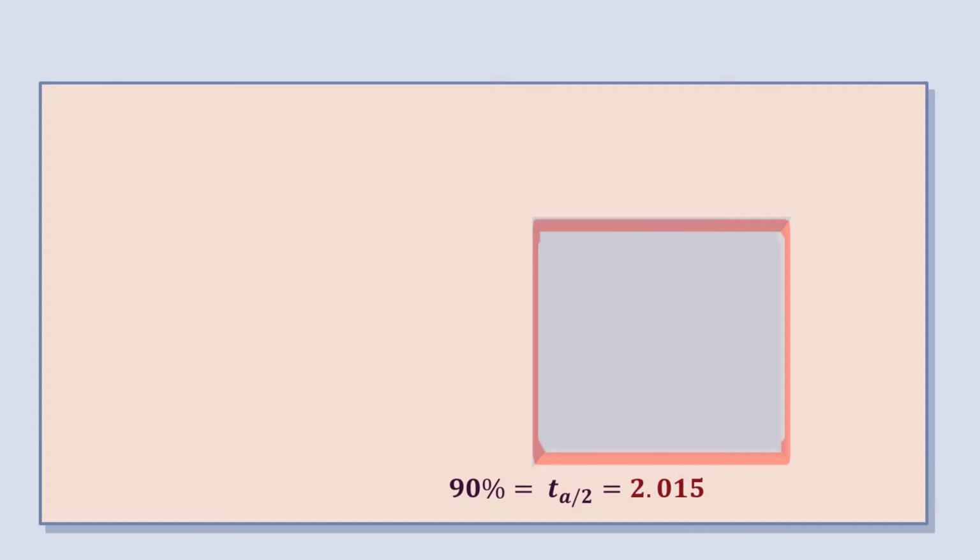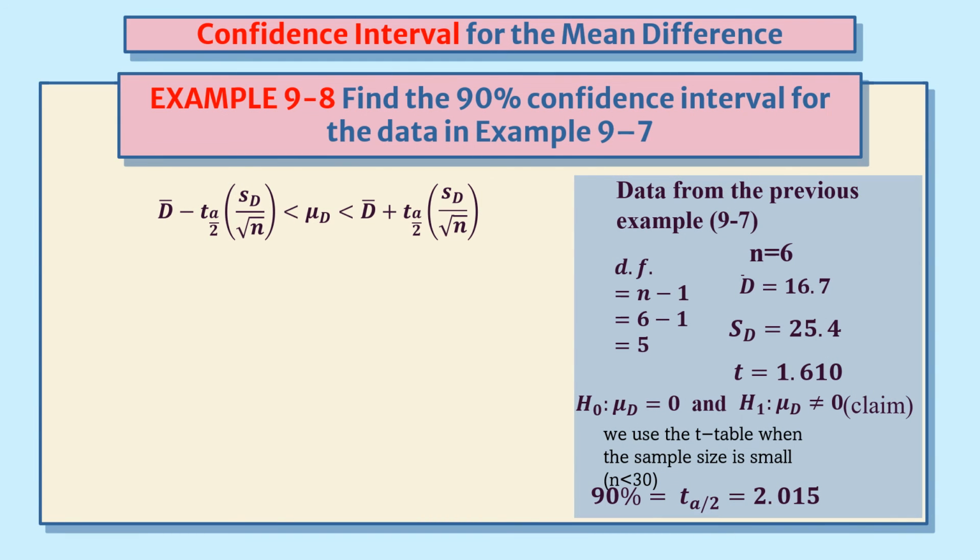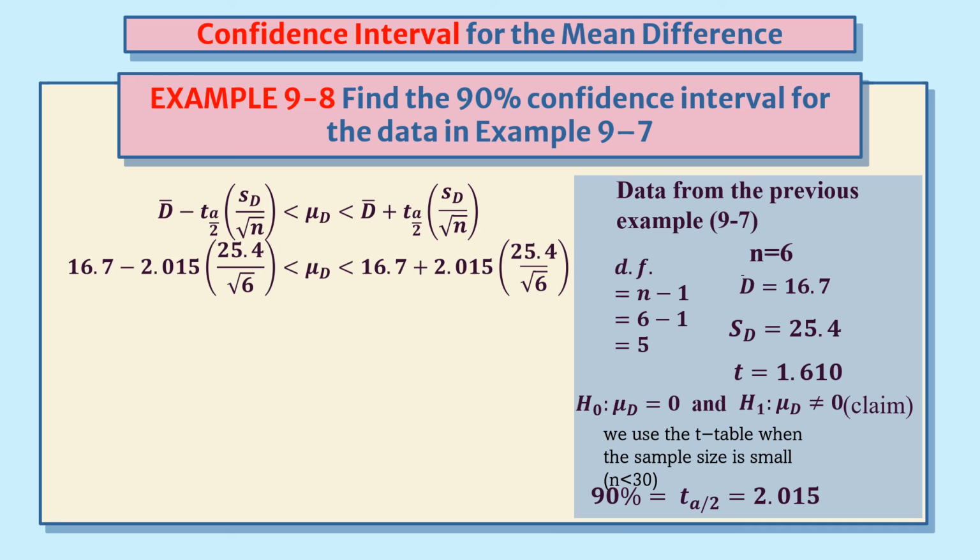Then, we have now completed our values. Now we substitute our values in our formula. We have 16.7 minus 2.015 times 25.4 over the square root of 6. And for the right side, we have 16.7 plus 2.015 times 25.4 over the square root of 6. Now we solve.